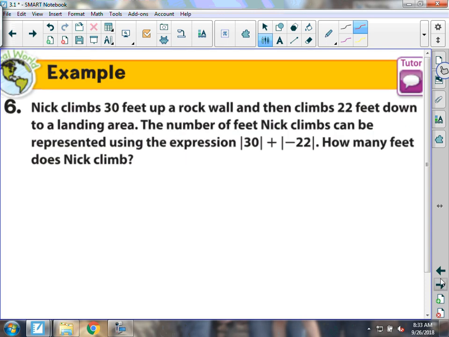Okay, copy this one down. Nick climbs 30 feet up a rock wall and then climbs 22 feet down to a landing area. The number of feet Nick climbs can be represented using the expression the absolute value of 30 plus the absolute value of -22. How many feet does Nick climb? So for this one, they give us the expression. Most of the time, they're not going to. So I want to make sure that you know how to write these expressions as well.